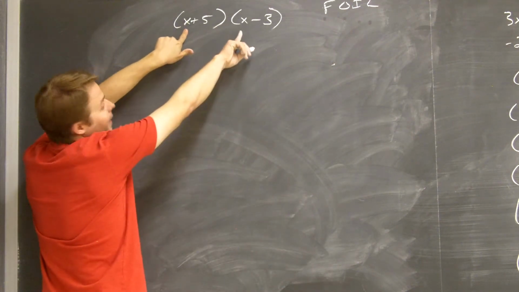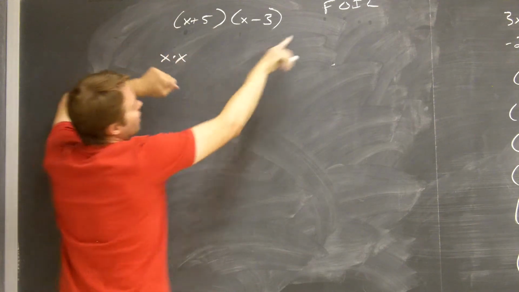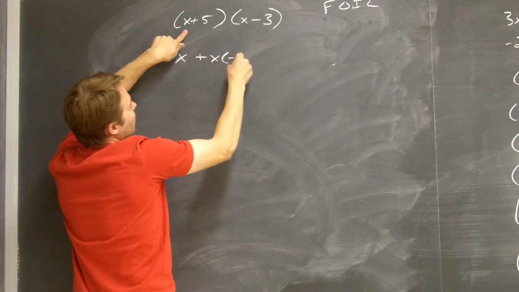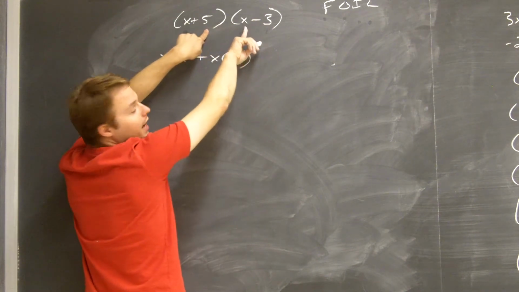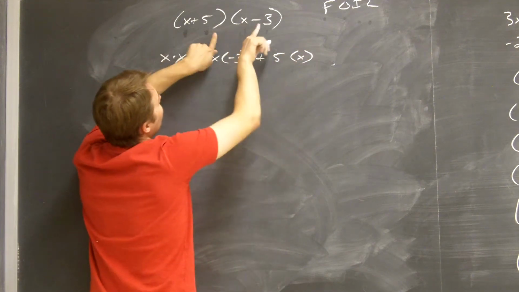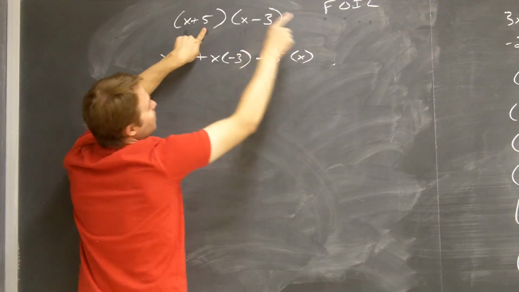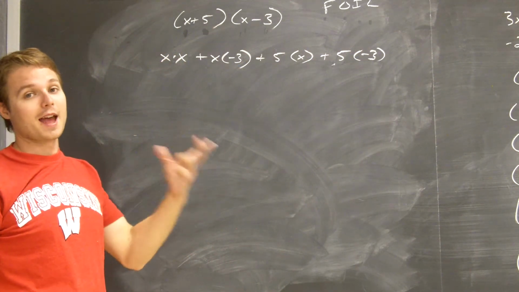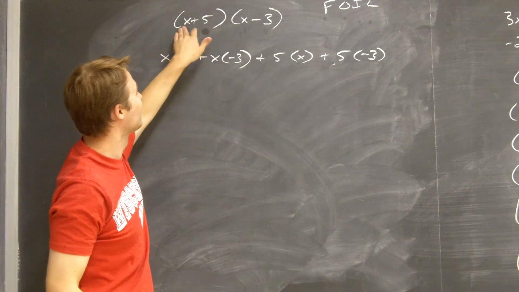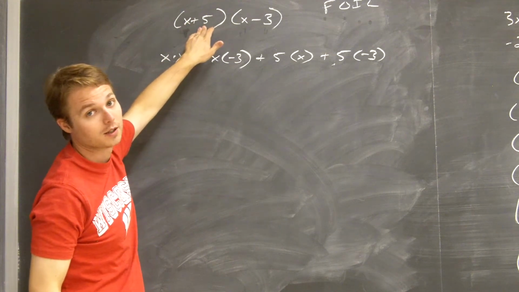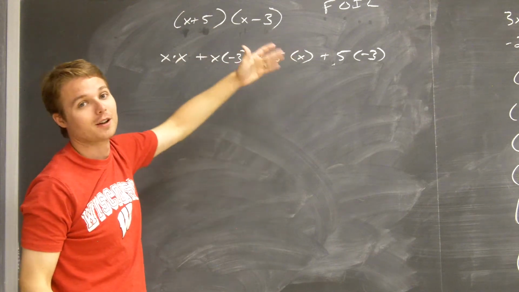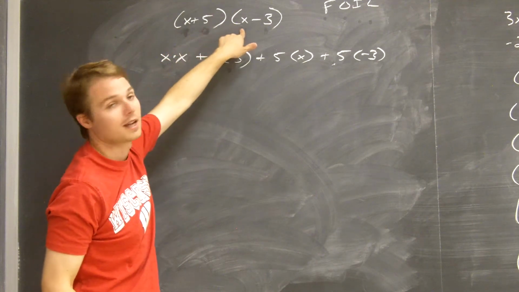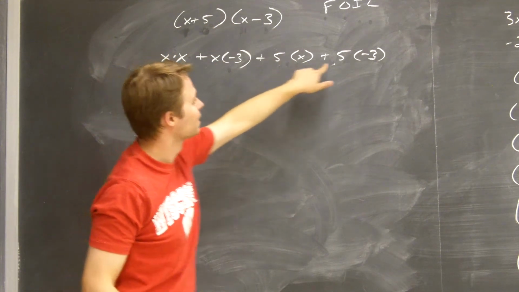So the first two terms, x times x. The outer two terms, so x times negative 3. The inner two terms, so 5 times x. And then the last two terms, so 5 times negative 3. Essentially, all you're doing in a FOILing process is multiplying every term in each of these factors by every other term on the other side. So x times x and negative 3, which you get right here, and then 5 times x and negative 3, which you get 5 times x and then 5 times negative 3.